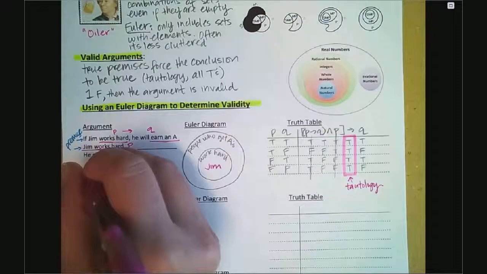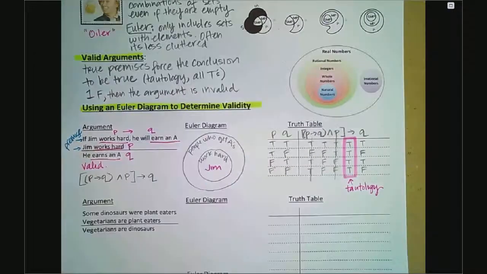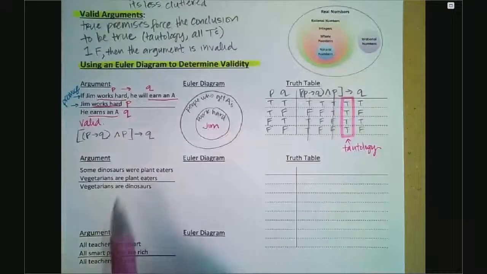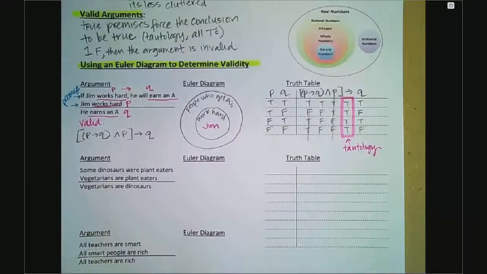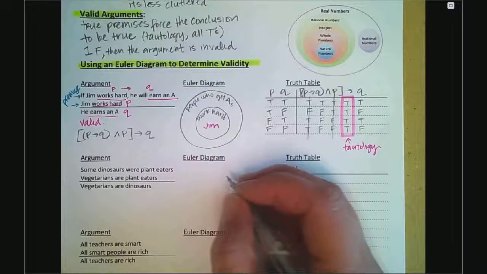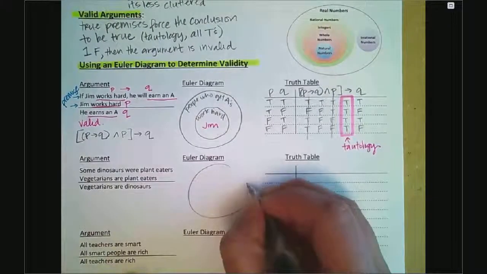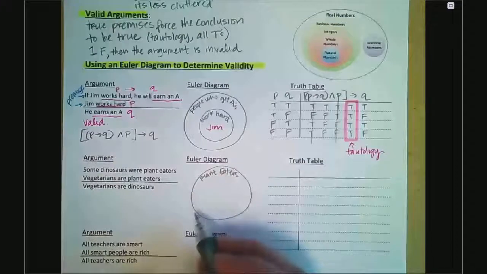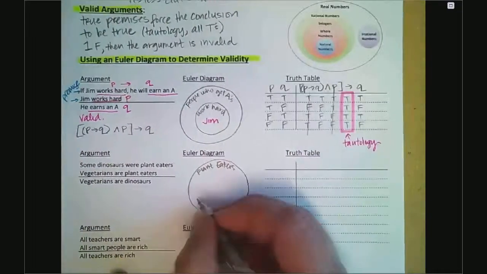Okay, let's do another one. Some dinosaurs were plant eaters. Vegetarians are plant eaters. Therefore, vegetarians are dinosaurs. Now, some dinosaurs were plant eaters. I have this set, plant eaters. Within it I have some dinosaurs. In fact, what this does is that some dinosaurs are plant eaters, maybe some.